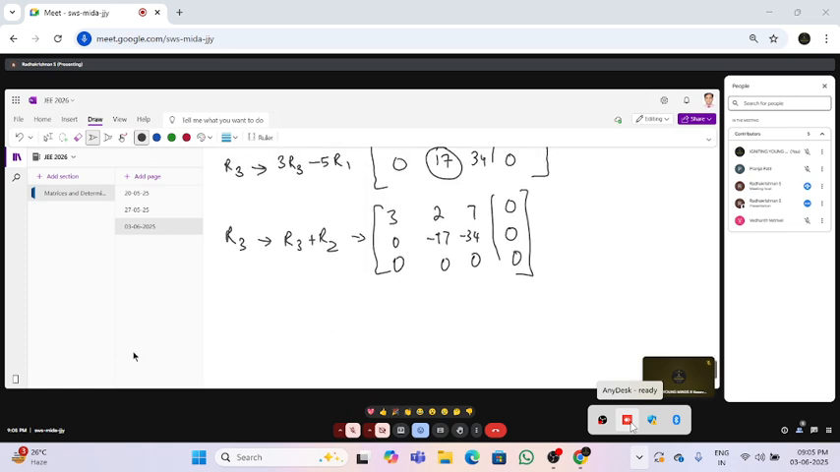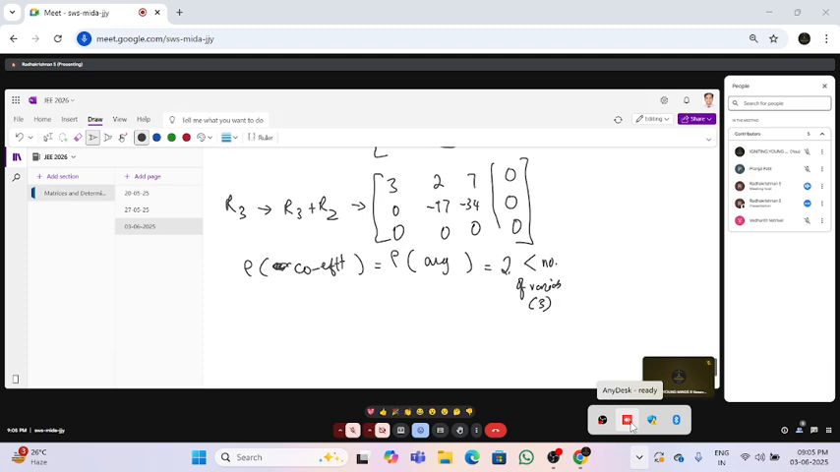So now you see that one row has become entirely 0. Therefore, the rank of the augmented coefficient matrix is equal to the rank of the augmented matrix, equal to 2, which is less than the number of variables. The number of variables is 3, right? In this case, therefore, infinite solutions exist.